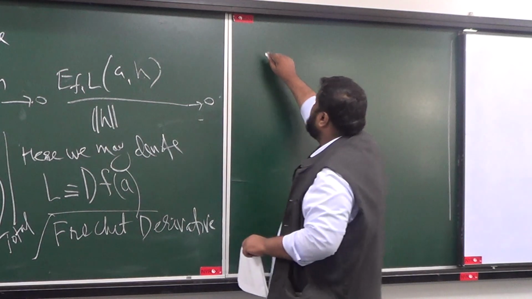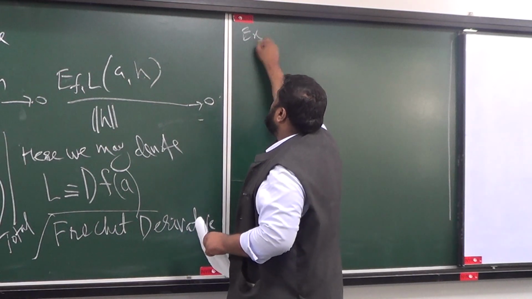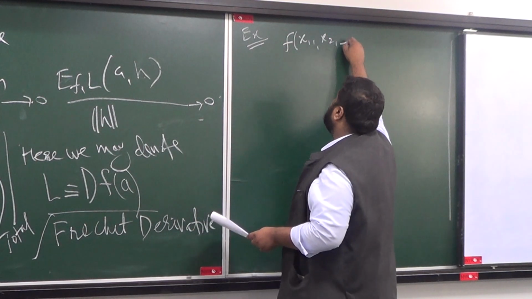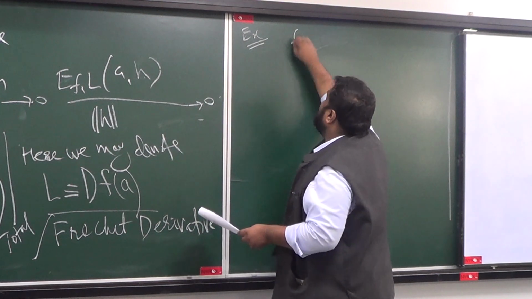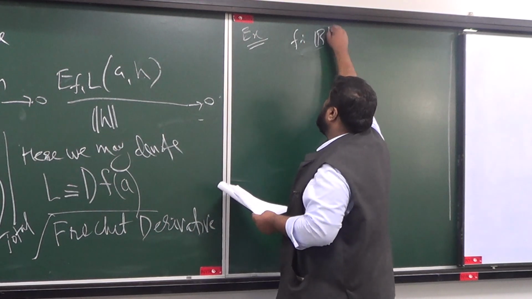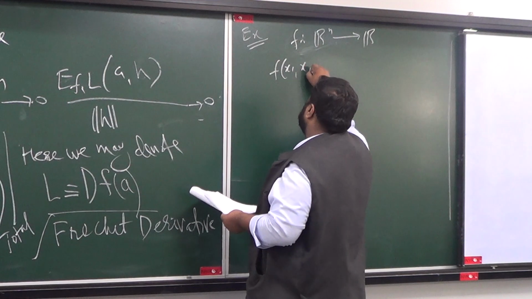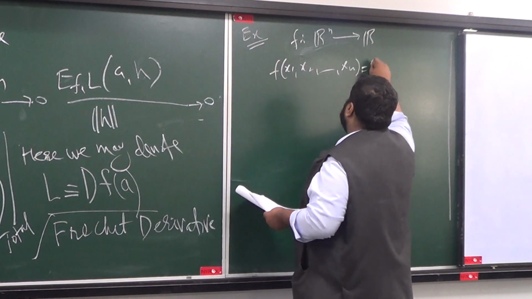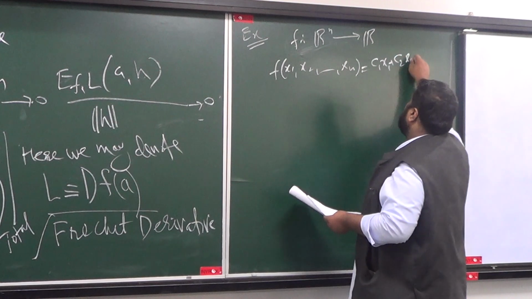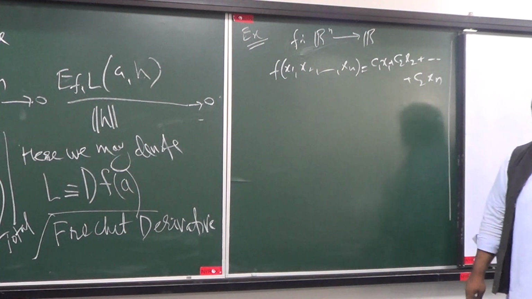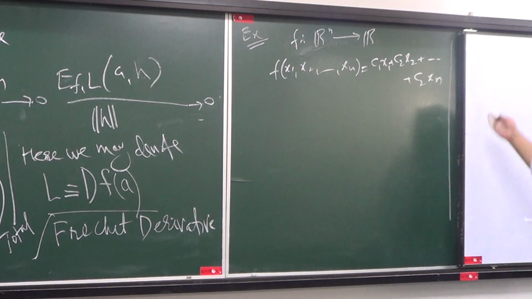Okay. So let's take a linear polynomial. So here's an example. Take a map f from Rn to R, and define it by f of x1, x2, up to xn equal to c1 x1 plus c2 x2 plus, and so forth, cn xn. Okay? So it's a linear polynomial. Every linear polynomial is also a linear transformation.